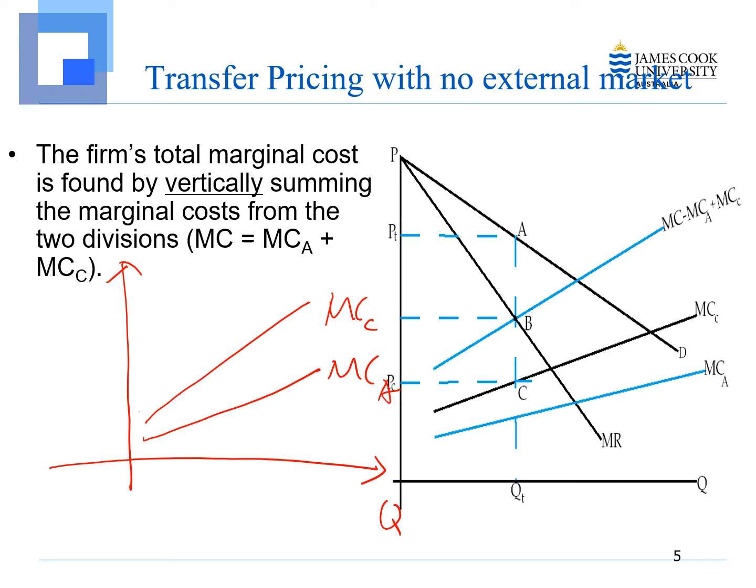For example, at this level, the marginal cost for the component is this many, and the marginal cost for the assembly is this many. So add this on top of this, and we get this total.